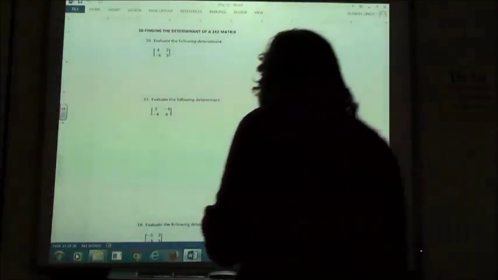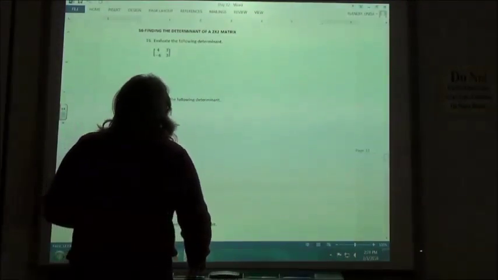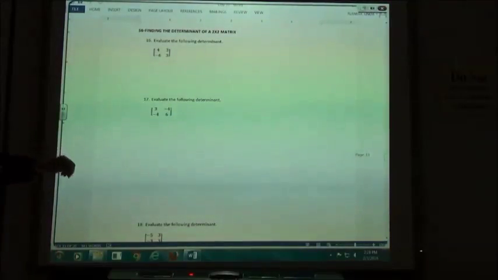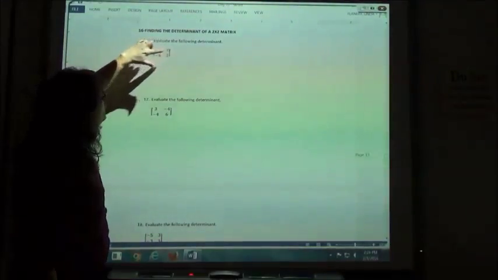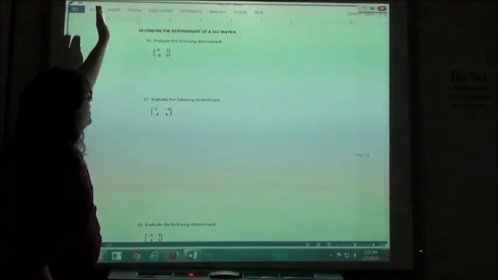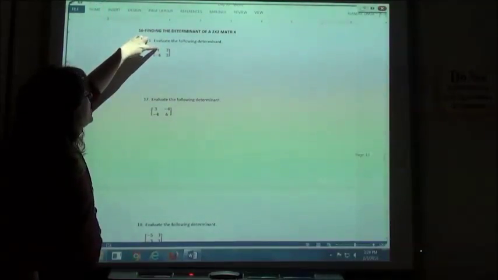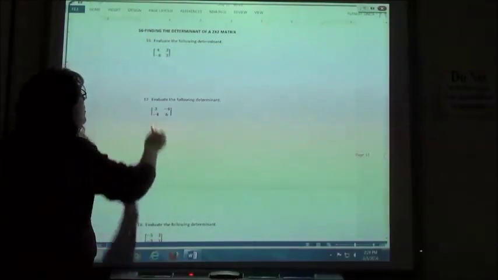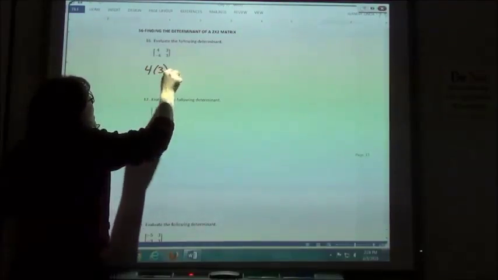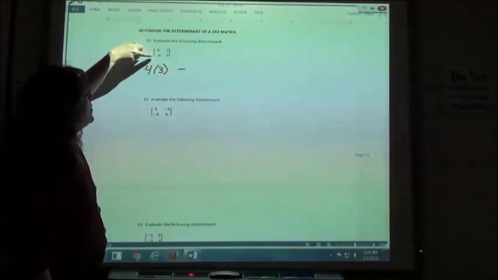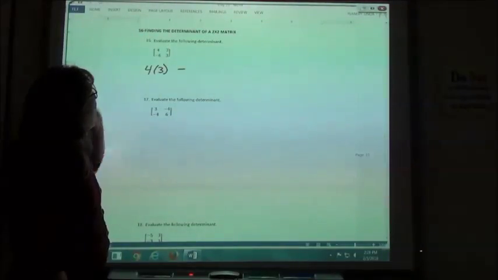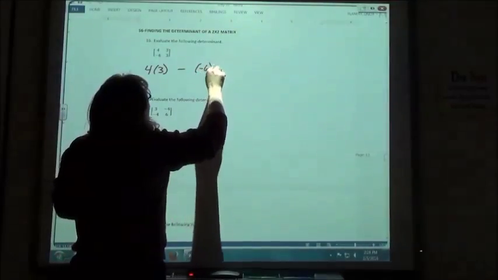For problems 16, 17, and 18, we are now going to find the determinant of a 2 by 2 matrix. And when I find the determinant of a 2 by 2 matrix, I am going to subtract the cross products. So this is a 2 by 2 matrix because it has 2 rows and 2 columns. I'm going to subtract the cross products starting up here in the upper left-hand corner. So I'm going to take the 4 times the 3 in the lower right-hand corner. I'm going to subtract, and then I'm going to start down here in the lower left-hand corner and multiply it by the upper right-hand corner. So I'm going to do negative 6 times the 3.